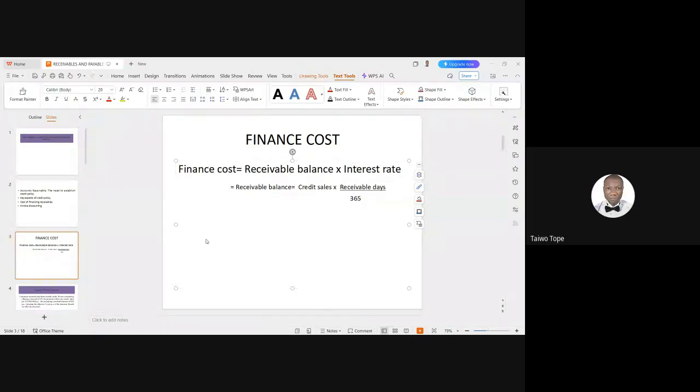So for you to determine finance cost, it is your receivable balance multiplied by what? Your interest rate. And how will you get your receivable balance? Your receivable balance will be credit sales multiplied by receivable days divided by 365 days. Let's take this example to illustrate what we put down here.